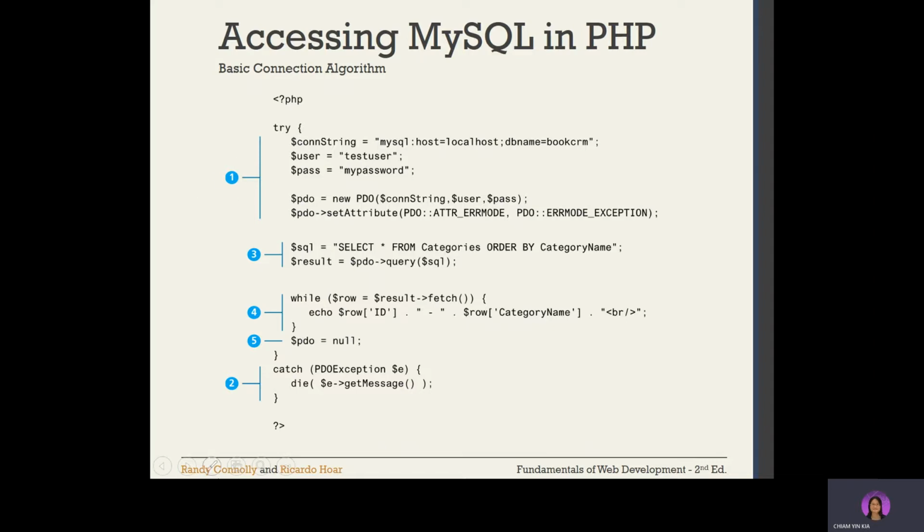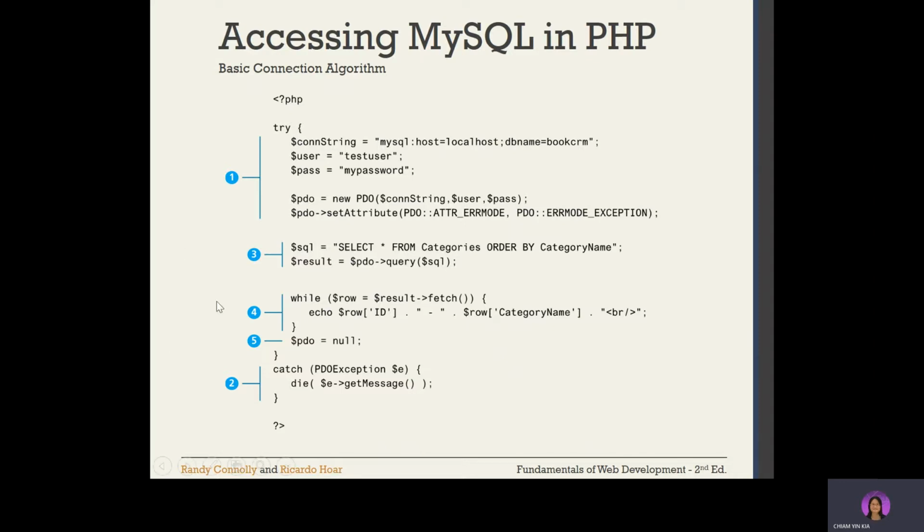Connect to the database, handle the connection error, execute the SQL query, process the result, and lastly, free resources and close the connection. So these are the 5 main steps. As long as you are clear with these 5 main steps, it's very easy for you to write the code.